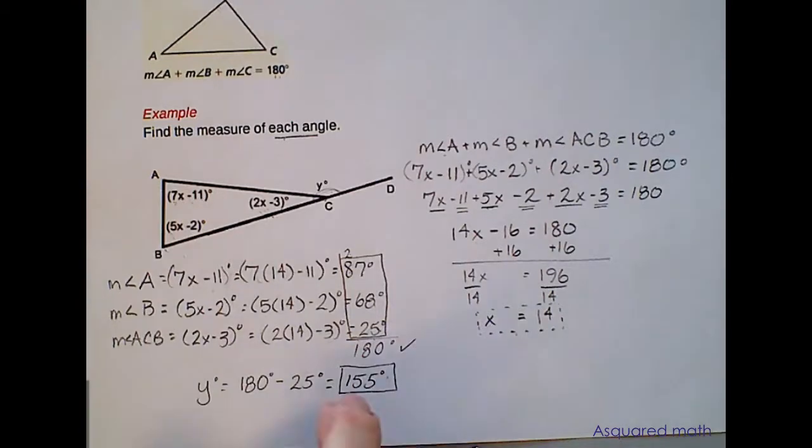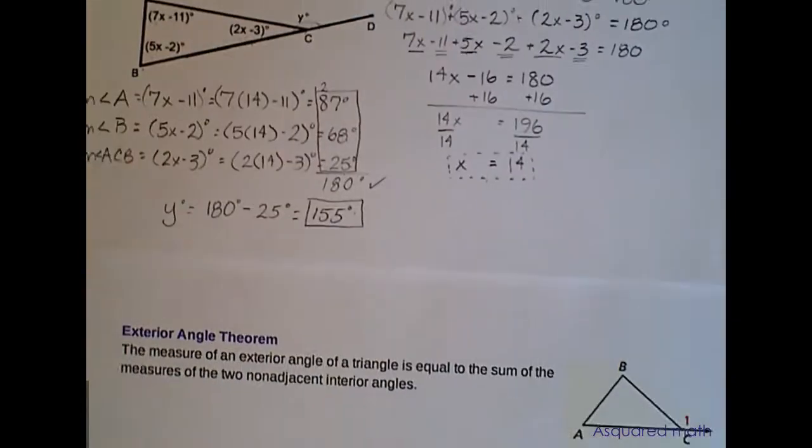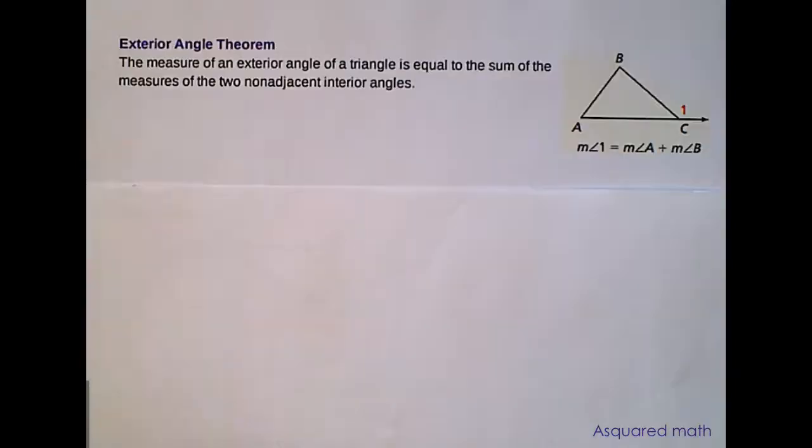The measure of angle y takes us into the next theorem that we want to talk about, and that is called the exterior angle theorem. The exterior angle theorem says the measure of an exterior angle of a triangle is equal to the sum of the measures of the 2 non-adjacent angles.